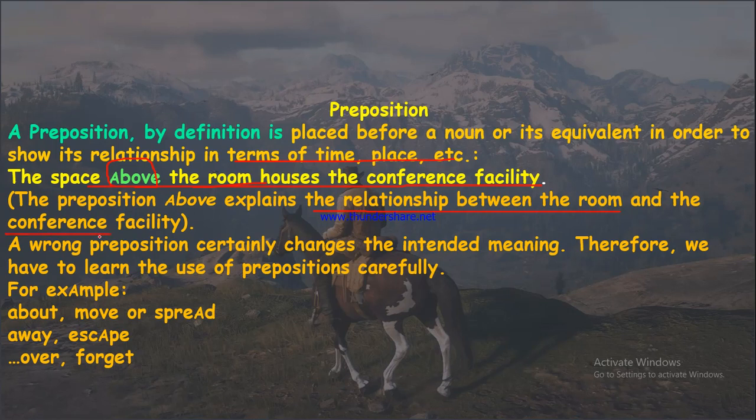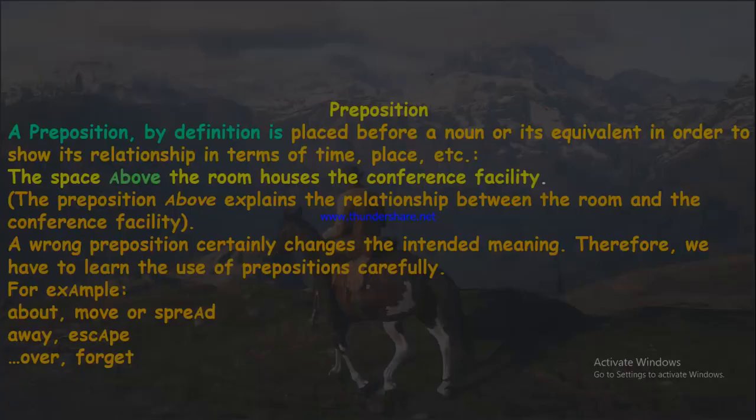Whenever you mistakenly use the wrong preposition, it certainly changes the intended meaning. For example, you say on the table, instead of in the table. You know that the thing is inside the table, so you should say inside the table there are my books, but you said on the table there are my books. So whenever the person goes to find the book, he will not find it, because you said the book is on the table. On the table means it is kept on the surface. For example: about, move, spread, over, forget.